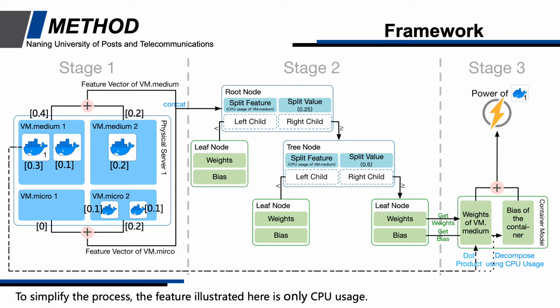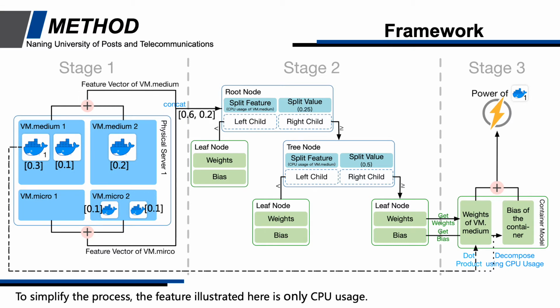There are several VMs running on the physical servers and several containers running on the VMs. At a certain point in time, we can collect the feature vector of VMs and containers. To cope with the dynamic scheduling of VMs on the physical servers, we propose a universal model suitable for different VM types. We sum the feature vector of the same type of VMs, for example, VM medium in the figure, and concatenate the feature vectors of all VM types.